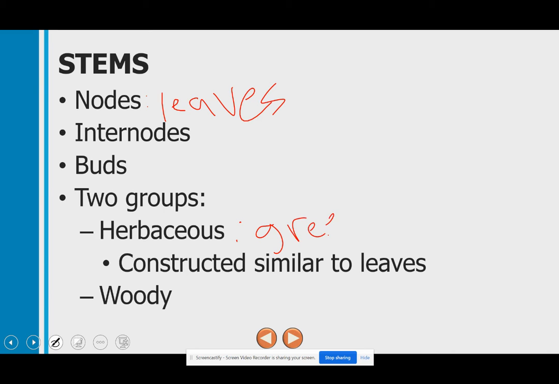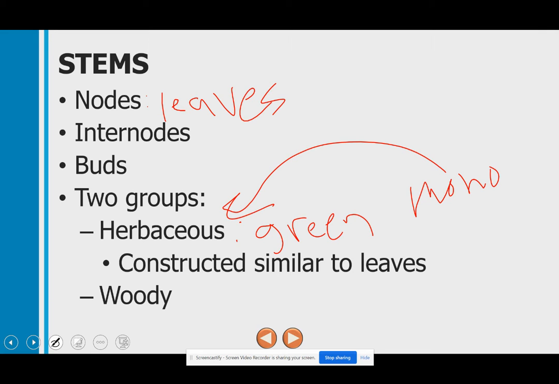These are typically going to be green. The reason why is they're constructed a lot like the leaves are. What that means is they have an epidermis, they might have a few stomata, and they're going to have some cells for photosynthesis. And we know that if you have chloroplast, you have chlorophyll, you have green. So these herbaceous stems are going to be green in color. All plants will have these herbaceous stems at some point in their growth. Monocots tend to keep these herbaceous stems throughout their lives, and that's important. So a monocot tends to keep that herbaceous stem.